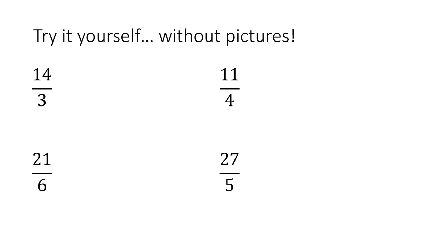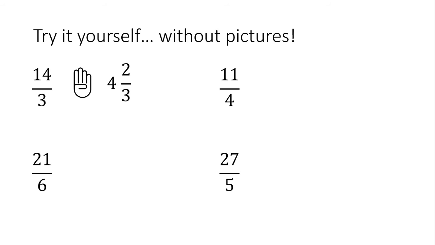14 thirds. Well, 14 thirds is the same as 14 divided by 3. So let's count by 3 till I get to 14. 3, 6, 9, 12. Oh, that's as far as we're going to get. So how many fingers do I have? 4. That's going to be our wholes. But 12 isn't 14. There's a little bit left over, right? 12, 13, 14. There's a remainder of 2. So 4 and 2/3.